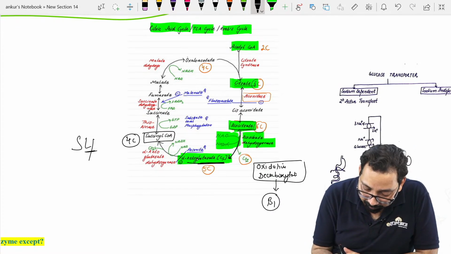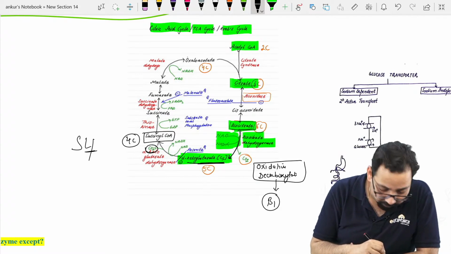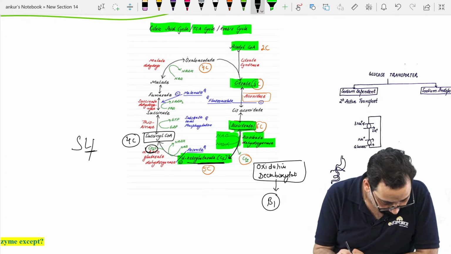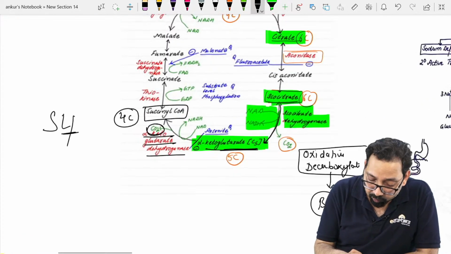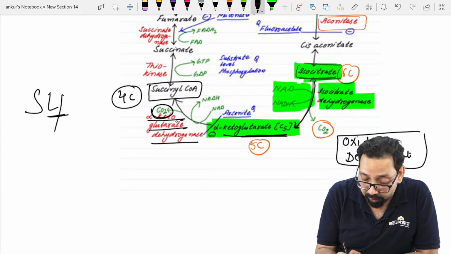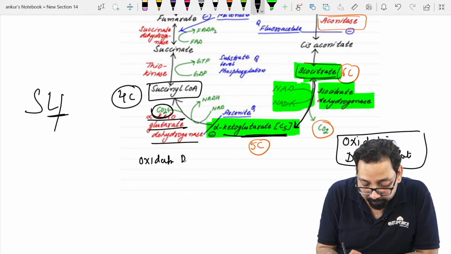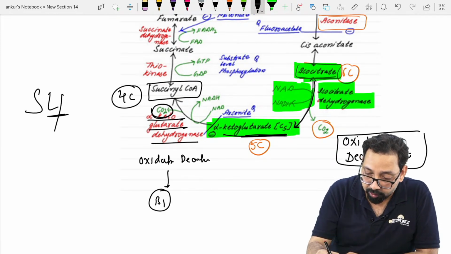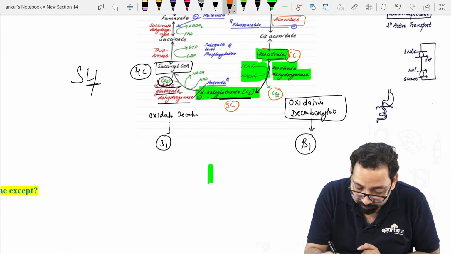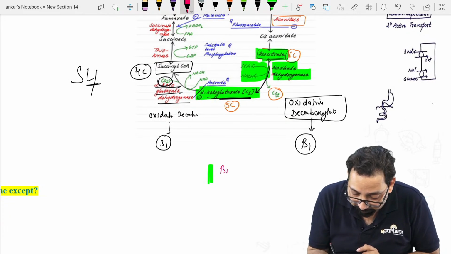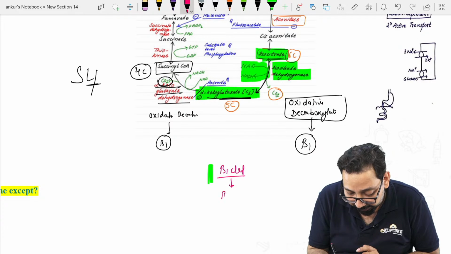4 carbon. When 5 carbon is converted to 4 carbon, 1 carbon is removed. Removal of carbon is called decarboxylation, and the name of the enzyme is alpha ketoglutarate dehydrogenase. Removal of hydrogen is called oxidation. So this reaction is another example of oxidative decarboxylation, and the cofactor is vitamin B1. So if B1 is deficient, it leads to beriberi.